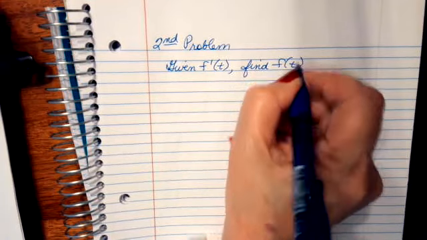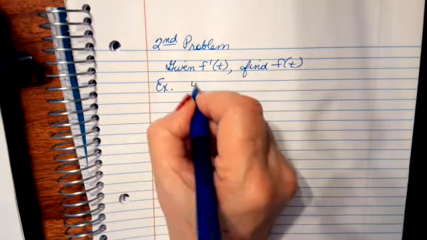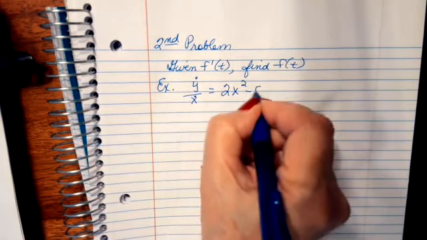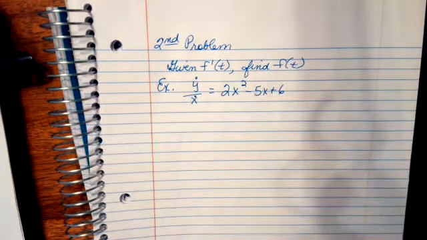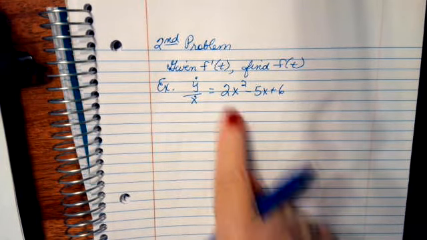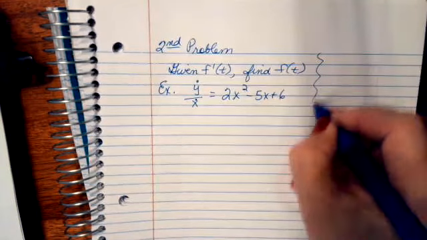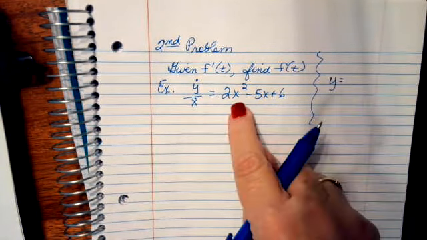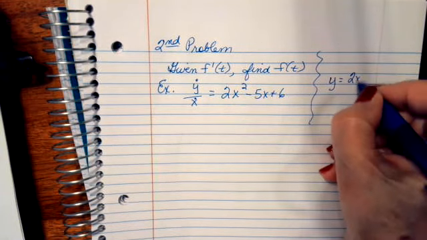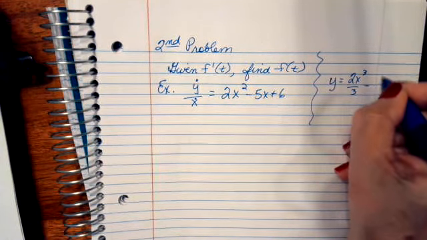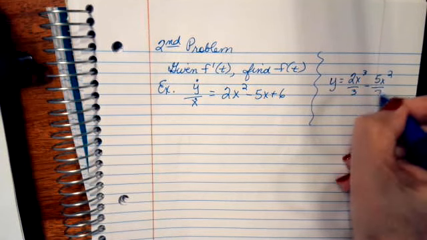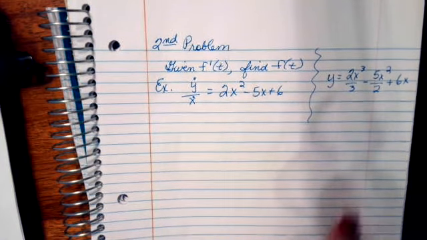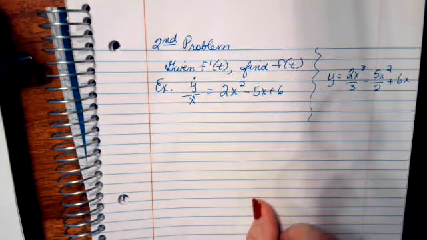f of t. So in this case, our example is y dot over x dot equals 2x squared minus 5x plus 6. And you might just stop right here and think about for a second, well, what's this going to equal? What should we end up with? We should end up with y equals 2x to the third over 3 minus 5x squared over 2 plus 6x plus a constant, which would be determined by the context.